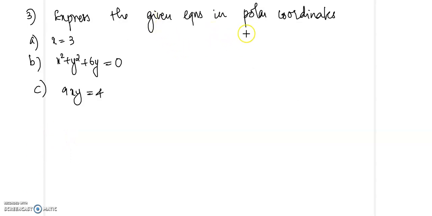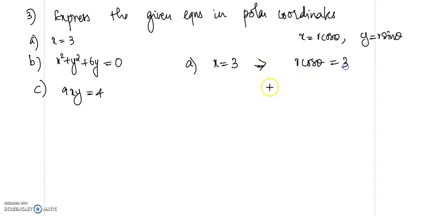Problem is to express a given equation in polar coordinates. So we will use x equal to r cos θ and y equal to r sin θ. So in the first case you have x equal to 3. So x equal to 3 becomes r cos θ equal to 3. So that is the corresponding polar equation.